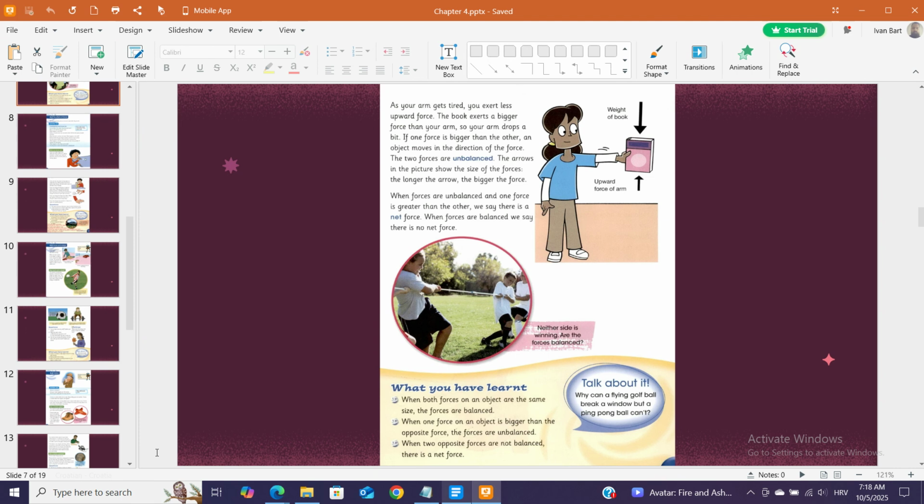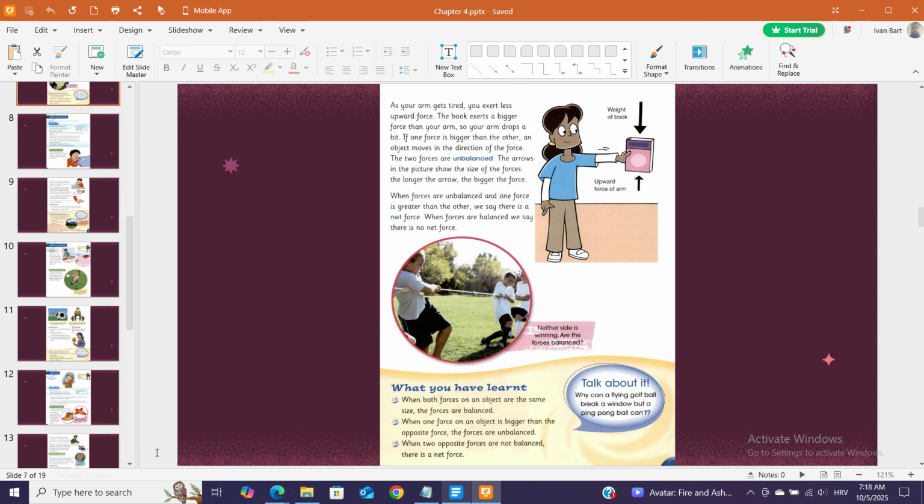When forces are unbalanced and one force is greater than the other, we say there is a net force. When forces are balanced, we say there is no net force. Weight of book. Upward force of arm. Neither side is winning. Are the forces balanced?